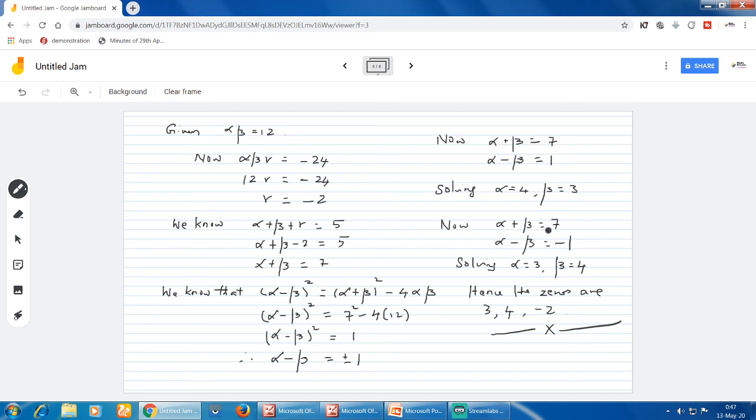Next, alpha plus beta is 7 and alpha minus beta is minus 1. Now we are solving these two. Again you solve these two equations so that you get alpha is 3, beta is 4. You can see that 4, 3 and 3, 4 are repeating. Therefore the zeros are 3, 4 and minus 2. So that gives the solution of this problem. I hope you understood these two sums very easily today.